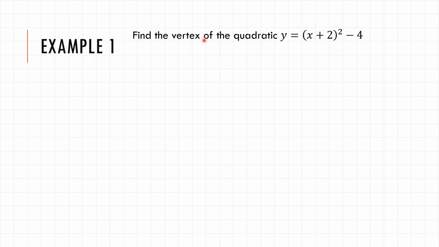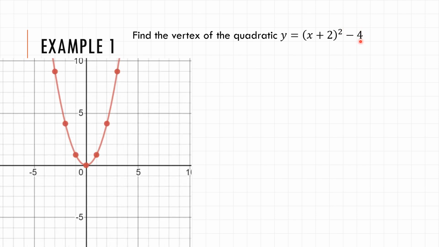In the first example, I'm going to find the vertex of this quadratic, y equals x plus 2 all squared minus 4. This is the quadratic y equals x squared. And in this example, the value h is negative 2, and the value k is negative 4. How did I get negative 2? Doesn't it say x plus 2? Yes, but remember this is x minus h. And the way we would have reached plus 2 is we would have done x minus a negative 2, and that would have simplified to positive.